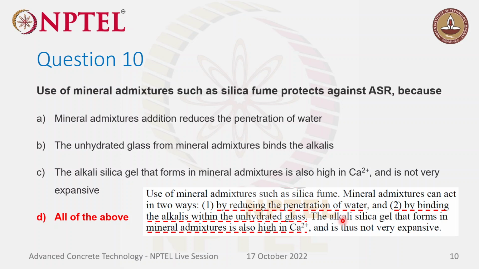And the second one is by binding the alkalis within the unhydrated glass, because the mineral admixtures will have some reactive silica and alumina in it, which is unhydrated glass structure, amorphous in structure, which will bind the alkalis within the unhydrated glass. And the alkali silica gel that forms in mineral admixtures also has a higher amount of calcium ions. We normally know that the presence of a high percentage of calcium ions causes lesser expansive gel. So in all these ways, use of mineral admixture helps cement concrete against alkali silica reaction. Okay, so option D is the right answer.